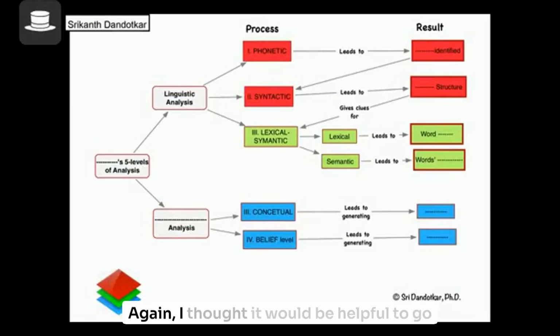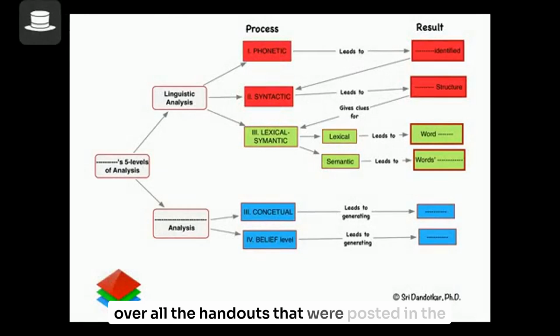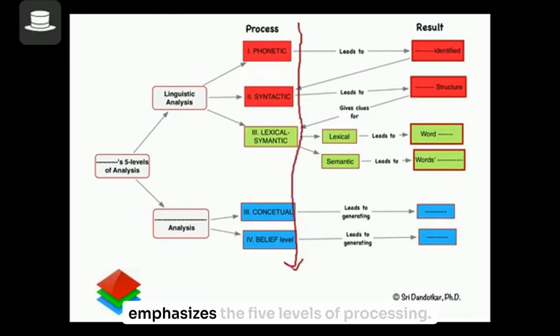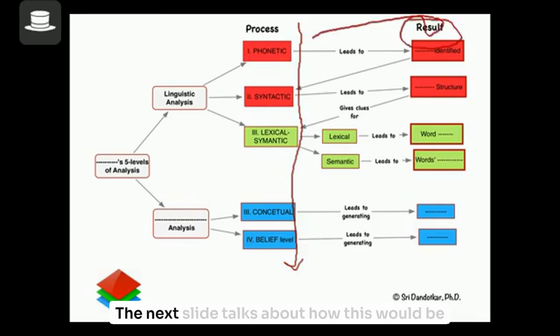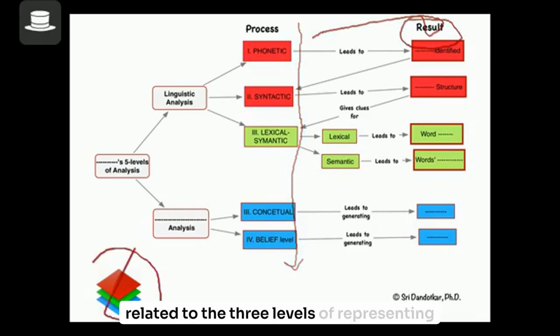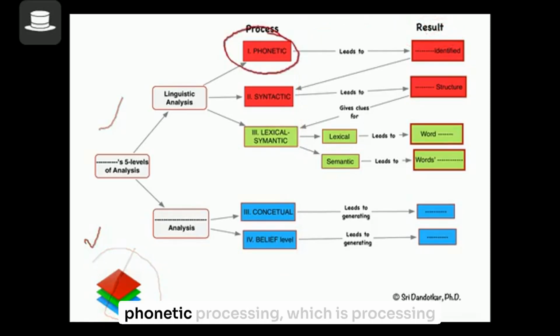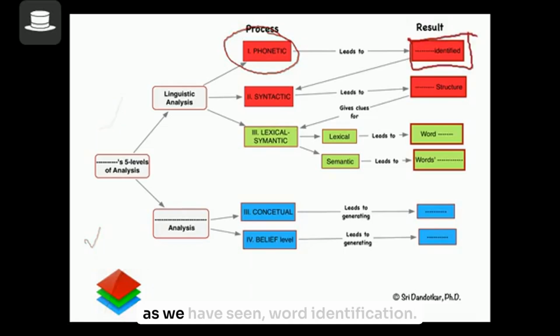Again, I thought it would be helpful to go over all the handouts that were posted in the final paper section. One of the handouts that were posted emphasizes the five levels of processing. The next slide talks about how this would be related to the three levels of representing knowledge. As you can see, the first level is the phonetic processing, which is processing language at the sound level, which leads to, as we have seen, word identification.